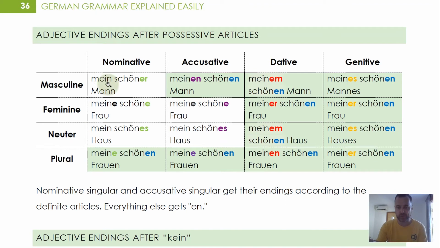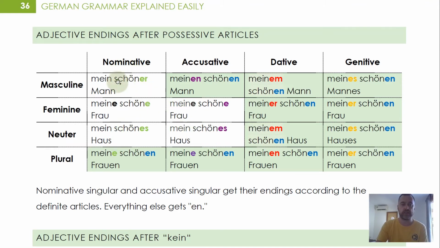I can give you that already. It doesn't matter which article is in front. If it's a definite one, an indefinite one, a possessive article, or kein, if you see it's plural, genitive, dative, or accusative masculine, we will always, no exceptions, stick to the en ending. Where you have to pay attention, again, is nominative singular and accusative feminine and neuter.